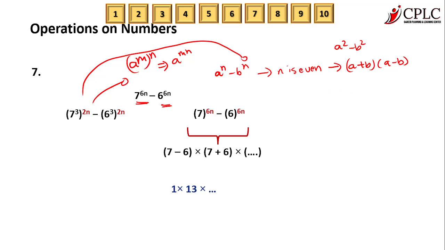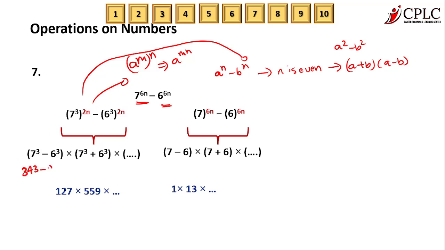Same story. So the only difference here is that a and b are not 7 and 6, but 7 cube and 6 cube. So it is divisible by both the sum and difference of 7 cube and 6 cube. So 7 cube is 343. 343 minus 216, that is 127. And 343 plus 216 gives you 559 as the answer.